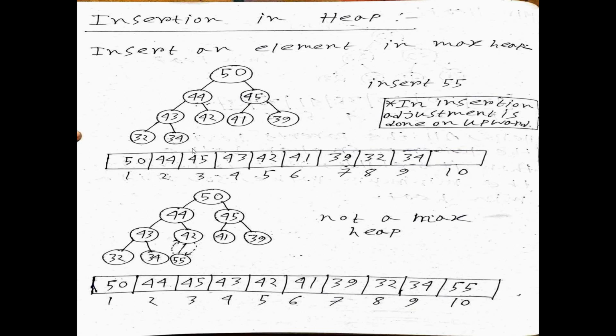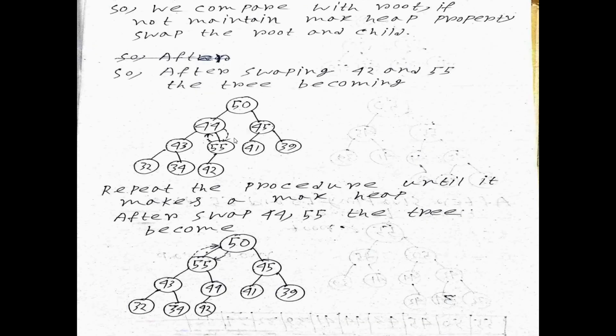That means from leaf to root. Leaf node toward the root, we adjust the elements. What is the procedure? We insert 55. We know that in a heap, insertion is level by level, so this level fills up, and 55 goes here. Then we compare with the parent. If the parent is greater than the child, no problem. But here the parent is smaller, so we adjust, that means swap.